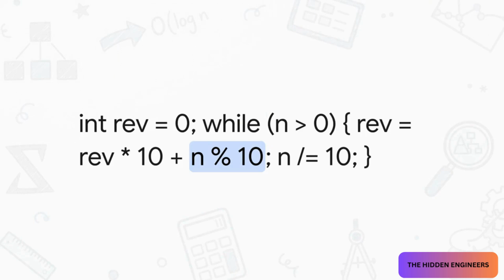So let's look at the code for the most common use case, reversing a number. We start with a rev variable set to 0. Okay, now in each step of the loop, while n > 0, we do two things. First, rev = rev * 10 + n % 10. We're taking the last digit of n and tacking it onto the end of our reversed number. Then we chop off that last digit from n with n / 10. And we just repeat that until n becomes 0. Simple, right? But so powerful.